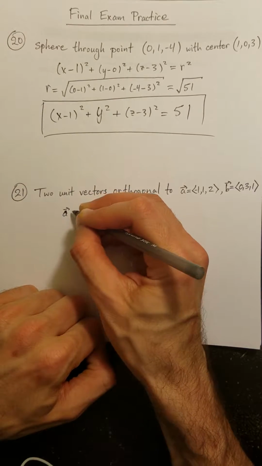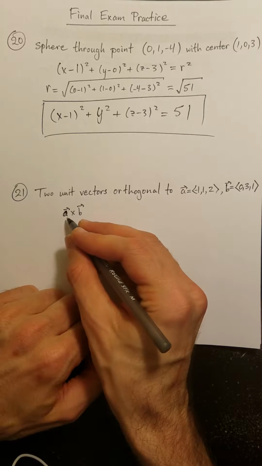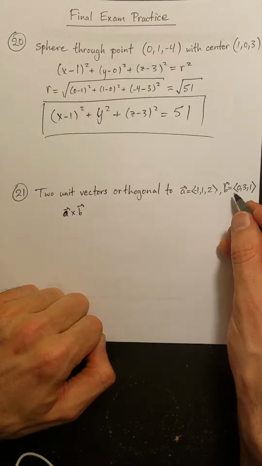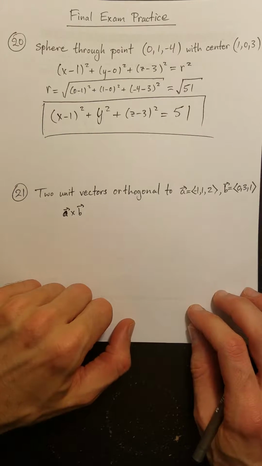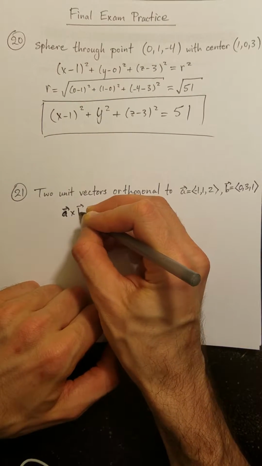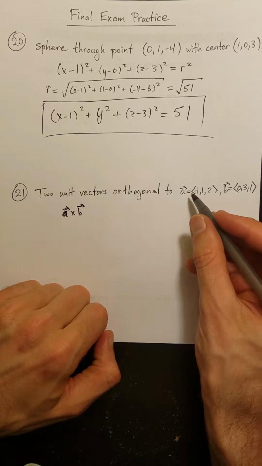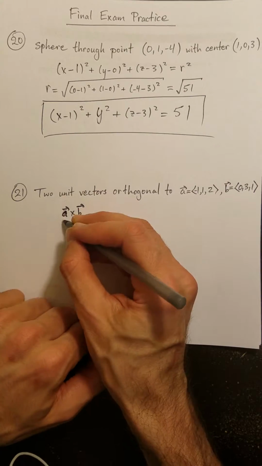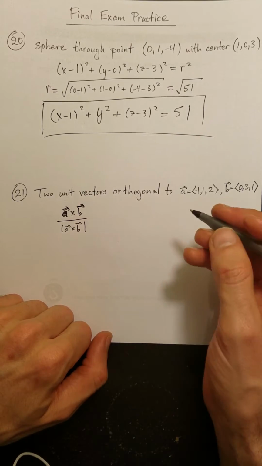So we don't know its length, but we always know that a cross b is always orthogonal to both a and to b. This is almost the defining property of the cross product. This is why it's useful. So we want to take the cross product a cross b, and we'll know that that vector is going to be orthogonal to both the vectors a and b. And to make it a unit vector, we'll divide by the length of it.